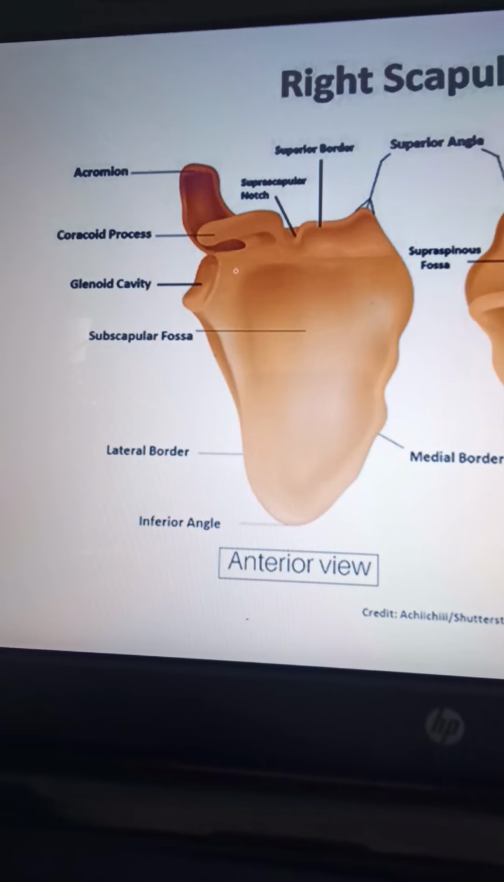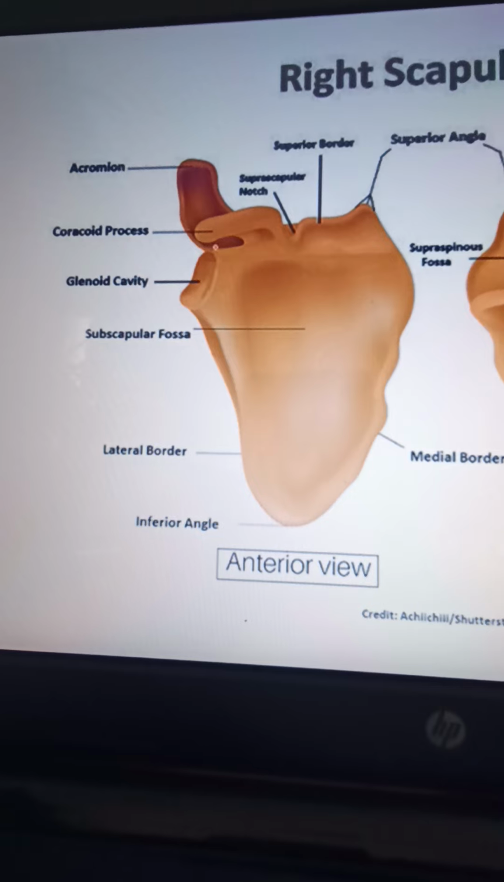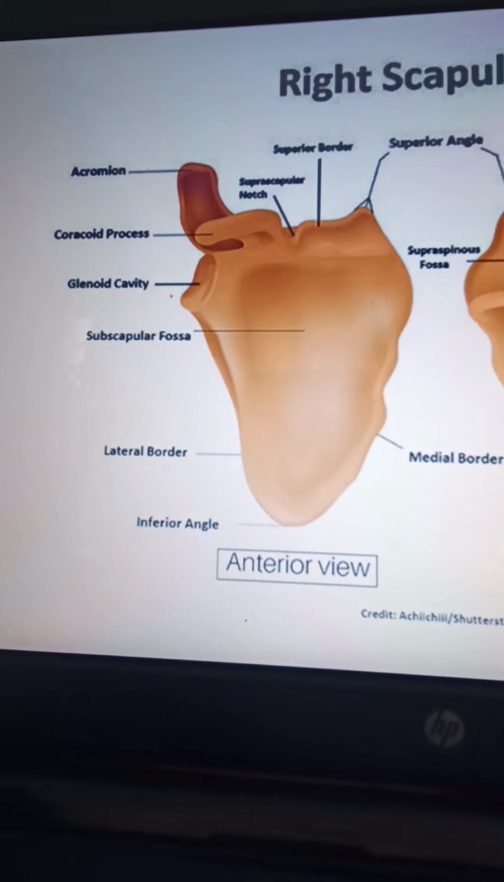That is a view of the right scapula, anterior view. Now, let us start this discussion with a simple question. Which geometrical figure does the scapula represent? My choices are a triangle, a square, a rectangle, or a circle.